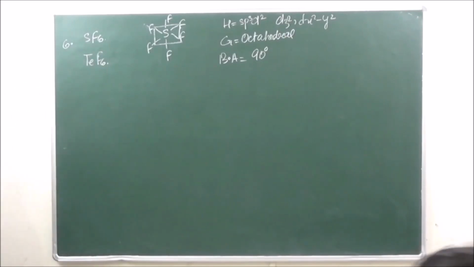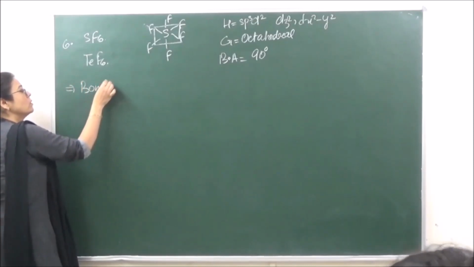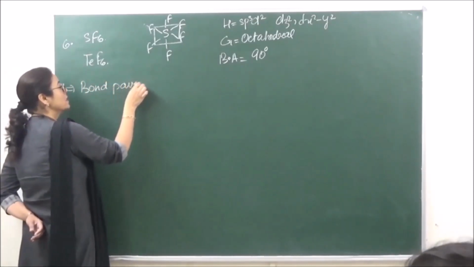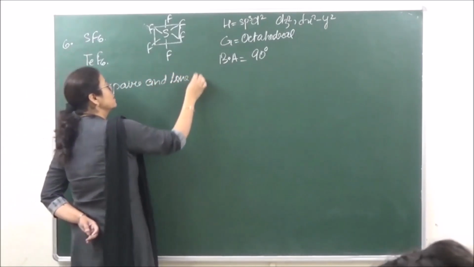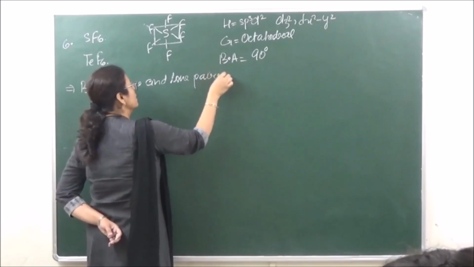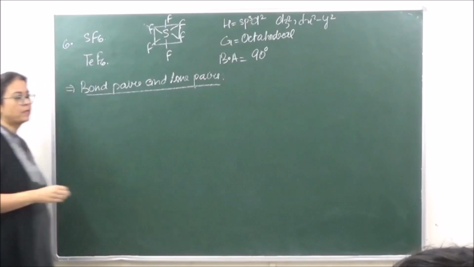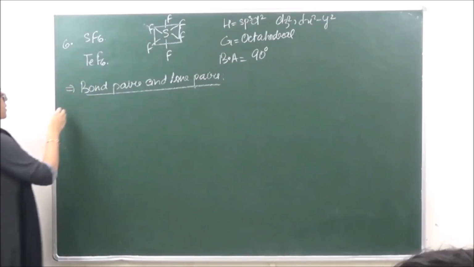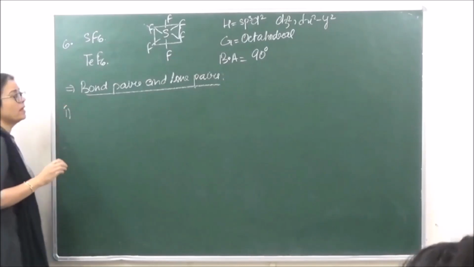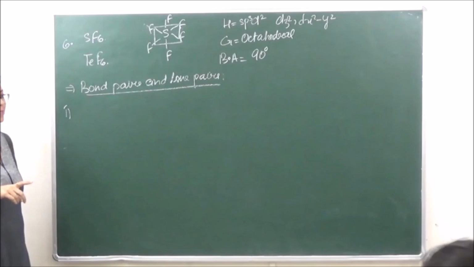Other examples which we can take over here is that of TeF6. Then second, we go to the molecules having both bond pairs and lone pairs. Okay? So here we will represent B with bond pairs and L with lone pairs.